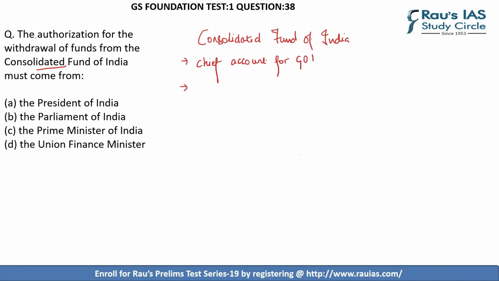So it is funded by ways of taxes like income tax, central excise, customs, and also non-tax revenues which arise to the government in connection with the conduct of its business. Now in light of this information, let us come back to our question. No amount can be withdrawn from the Consolidated Fund of India without the permission of the Parliament of India.